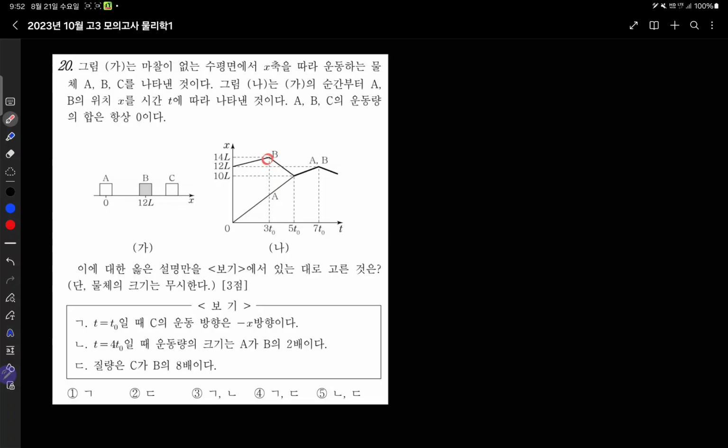The first collision occurs between B and C. And the second collision is between A and B. Then A and B move together, and they collide with C. And at any point, the sum of the momentum among A, B, and C is 0.